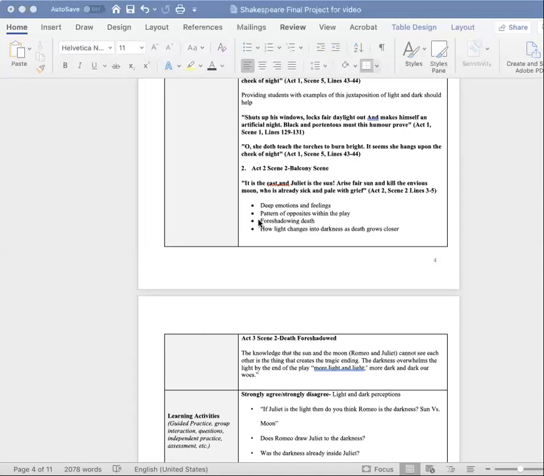I've highlighted some other things you can talk about with your class, such as the foreshadowing of death and how light changes into darkness as death grows closer. Something that my class did with this kind of activity several weeks ago is love or infatuation, and that really created a nice, rich discussion with students. So what that looked like was focusing on the fact that Romeo idolizes Juliet as a perfect heavenly figure that can do no wrong.